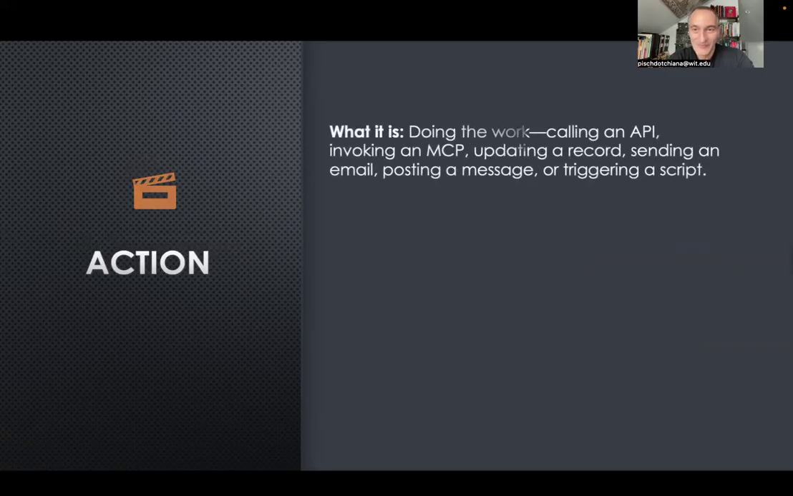Action. This, my dear, is actually doing the work. It's calling an API, invoking an MCP. We're going to talk in depth about MCPs, Model Context Protocols, updating a record, sending an email, posting a message, or triggering a script. You can see how the world of APIs and MCP, which might just upend the world of APIs, is super important in here. It needs to reach out to an external system and make that action happen.